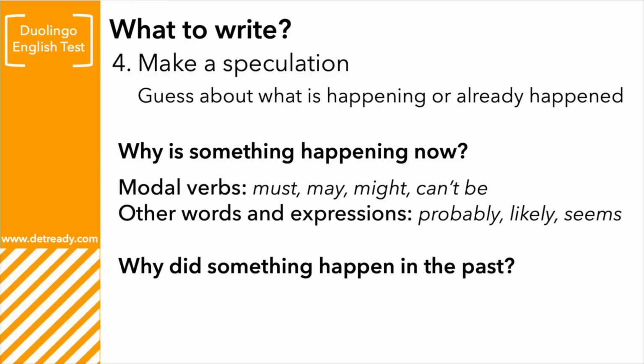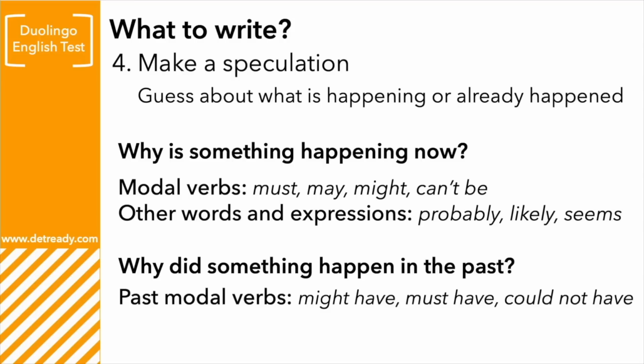You might also want to speculate about something that's happened in the past, but affecting the present. In that case, you can use might have, must have, or could not have. These are some examples of modal verbs. There are more, but these are the basic ones.